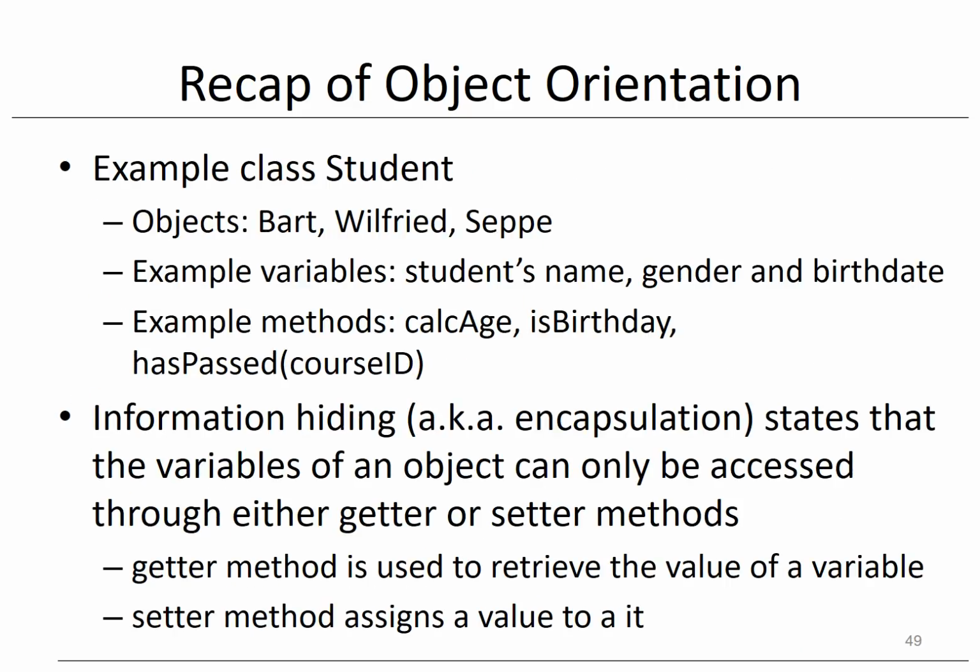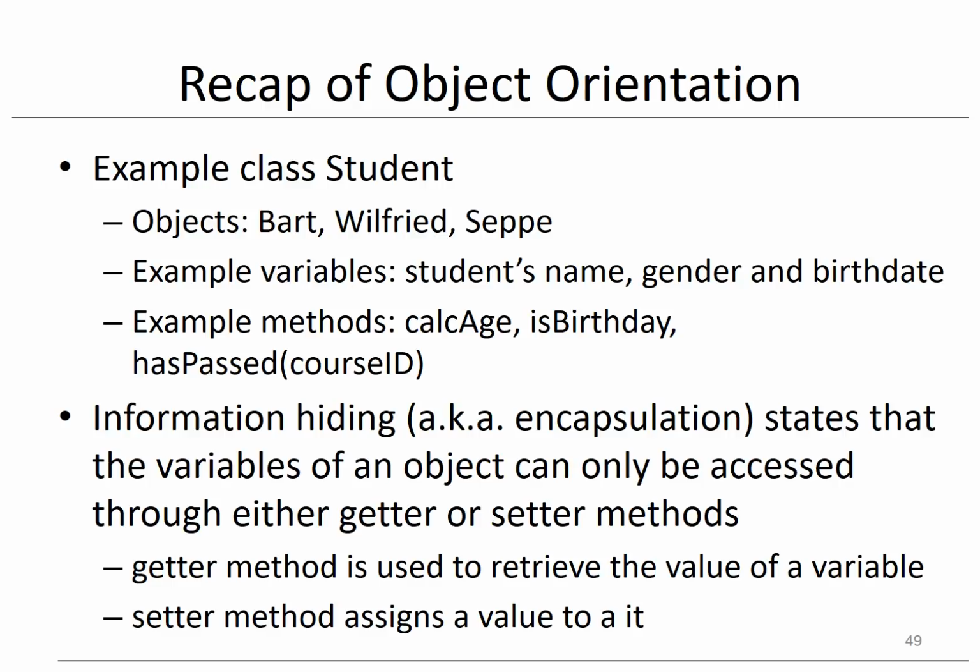You can think of an example class student and an example object student Bart. For our student object, example variables could be the student's name, gender, and birth date. Example methods could be calcAge, which calculates the age of the student based upon the birth date; isBirthday, to verify if the student's birthday is today; hasPassedCourseID, which verifies if the student has passed the course represented by the course ID input parameter; etc.